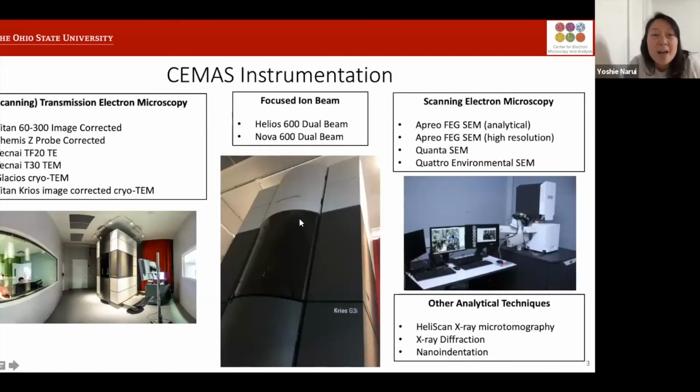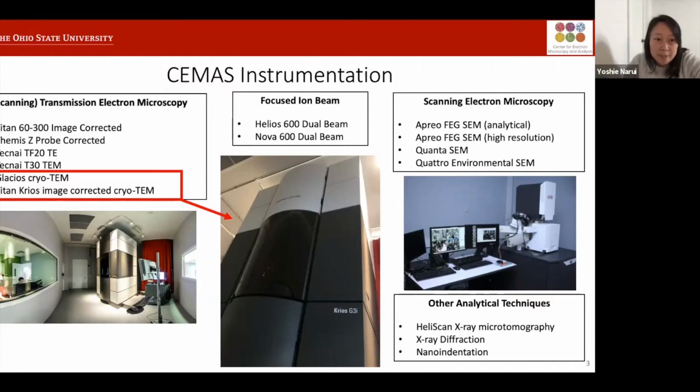Okay, similar to the previous webinars, I just wanted to give an overview of the instrumentation that's available at CEMAS. Obviously we have a lot in terms of electron microscopes, focused ion beam instruments, and also SEMs that are available. I'm not going to talk in depth about all of this, but I'm mainly going to focus on our two cryo-EMs, which are the Glacios and the Titan Krios.